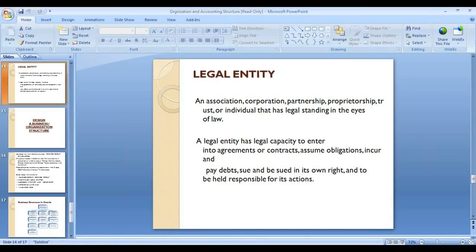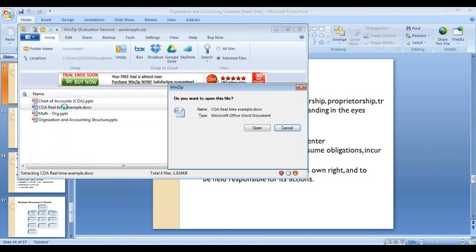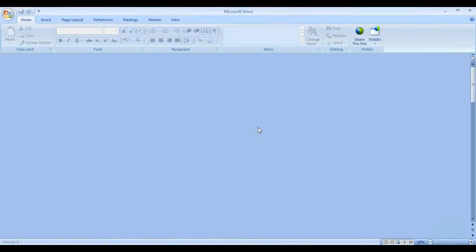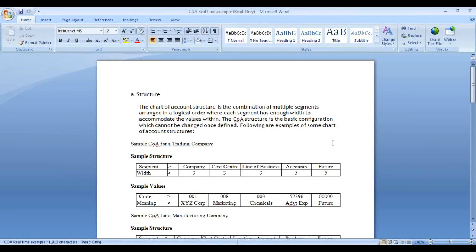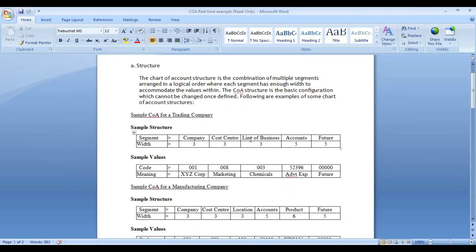Okay, let me just show you the other PPT. So in this, I have taken some examples, not very real, but these are from real-time projects of mine which I have performed. Here you can see various types of chart of accounts. Chart of account is nothing but the combination of multiple segments. There will be these segments. Just like here we have segmented these segments: a company, cost center, line of business, accounts, and one for future transaction.